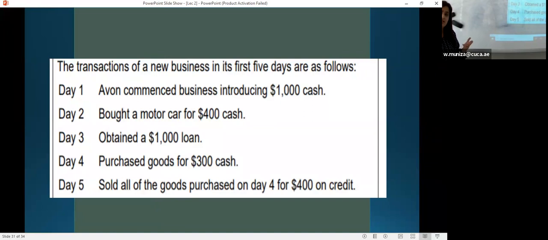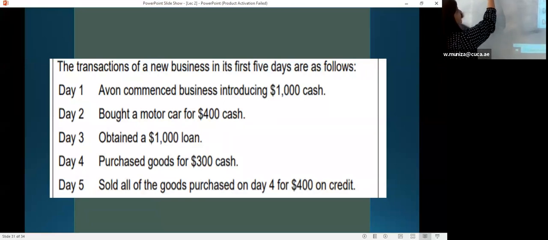Increase in asset is debit. Increase in asset is debit. So for this, what we are going to do? Debit will be cash account. Students, the short form of account is A/C.